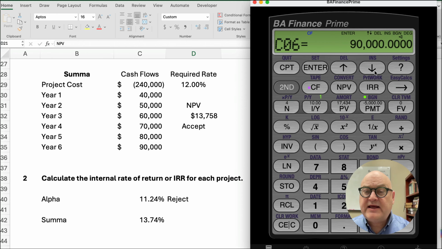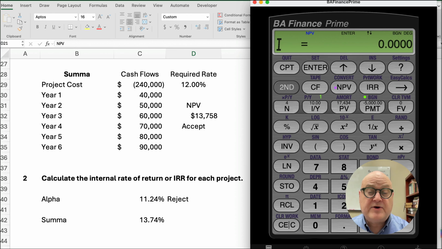So enter, down arrow, frequency, and we'll cycle back around to make sure. Cash flow period 1 is negative 240, then 40,000, then 50,000, then 60,000, 70,000, 80,000, and the last one is 90,000. All right, so what is our NPV here? Our net present value is going to be positive 13,758.